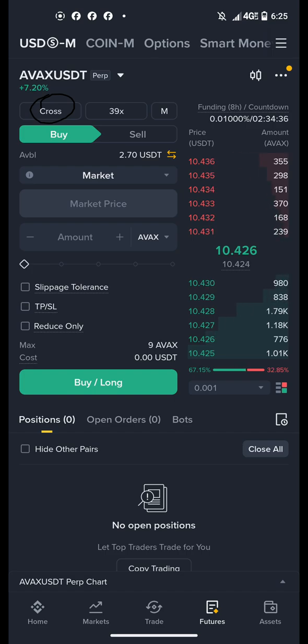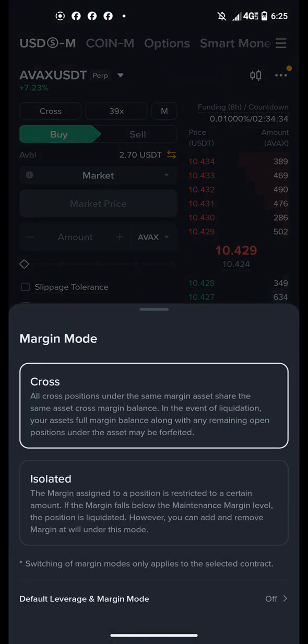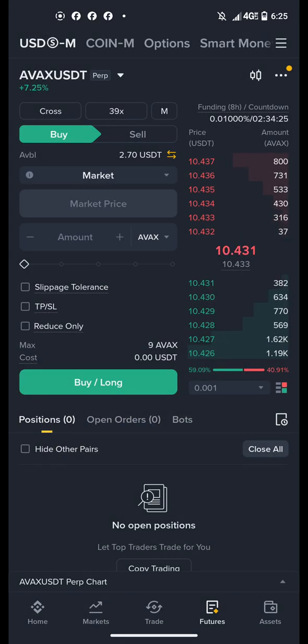So that's for cross. If it is isolated, what you have as your position is the only thing it will take out. You understand? But I use cross, though I use stop loss. You understand? So now let's proceed.